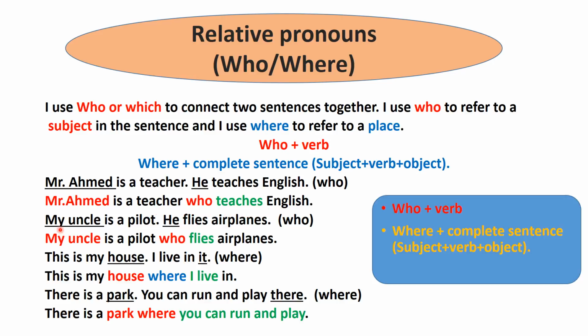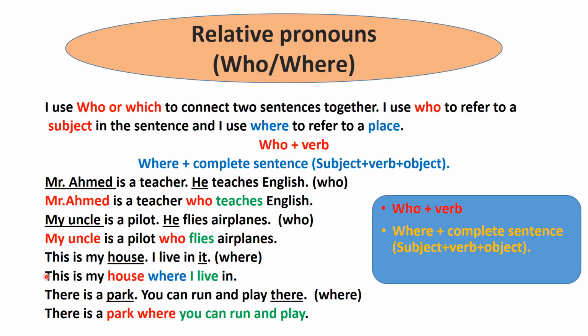Another example. My uncle is a pilot. He flies airplanes. So my uncle is the subject in the first sentence, and he is the subject also in the second sentence. So I'm going to use who. And after who, I use what? Verb. So your first sentence will be, my uncle is a pilot. Delete the dot and connect with who. What is the verb? Flies. Who flies airplanes.